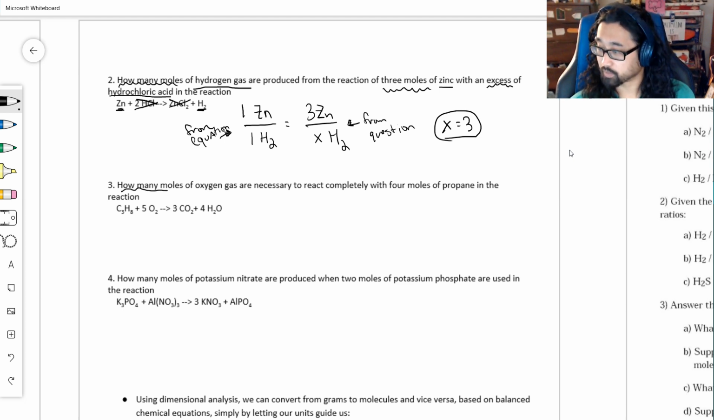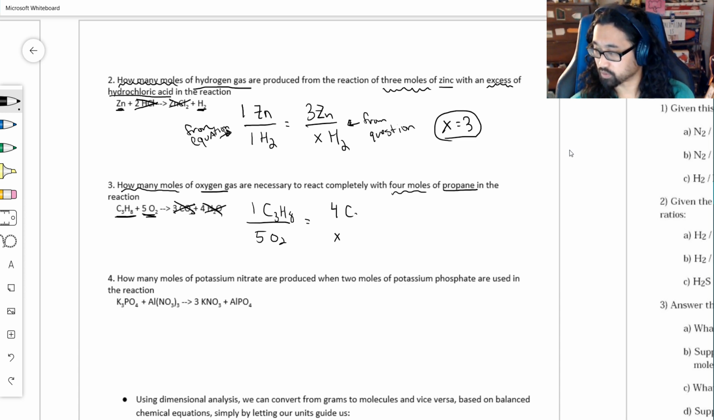So, how many moles of oxygen gas from 4 moles of propane? Here is oxygen, and here is propane. I know that because this is carbon dioxide, and this is water. So C3H8, I have 1 of those over 5 oxygen. That's from the equation. X moles of oxygen, 4 moles of propane. And if I do the math, X equals 20.